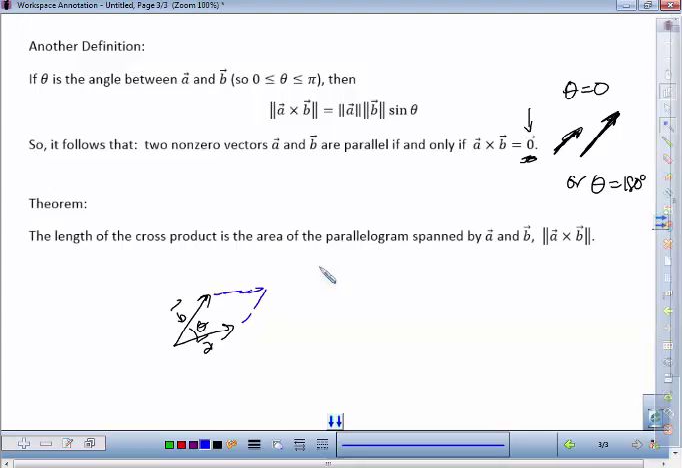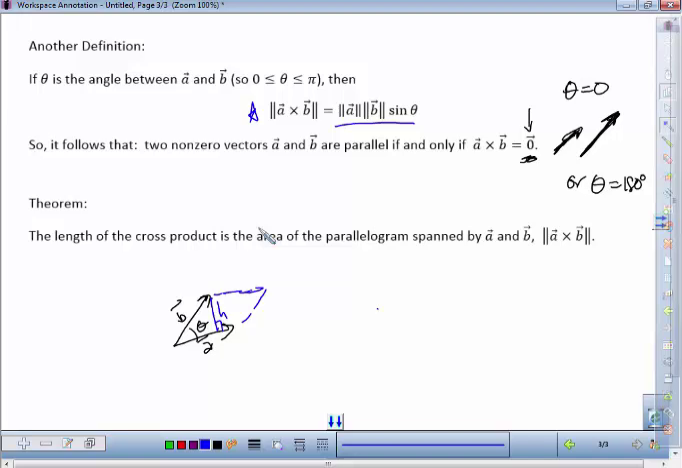Now, if you remember the area of the parallelogram, it has something to do with base times height. It's really just a rectangle that's been skewed, with the same base and same height. So if you sit down with a piece of paper and write this out, you can prove that the length of A cross B gives the area of the parallelogram. So it's the magnitude of A times the height, and the height will be something like B times sine of theta.